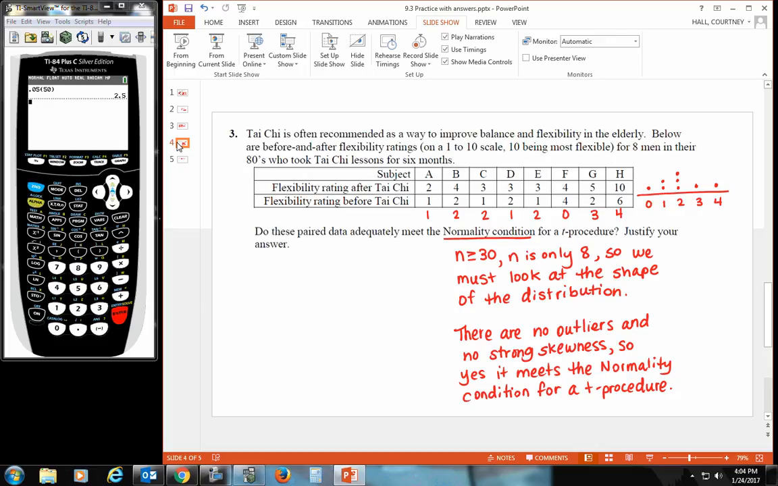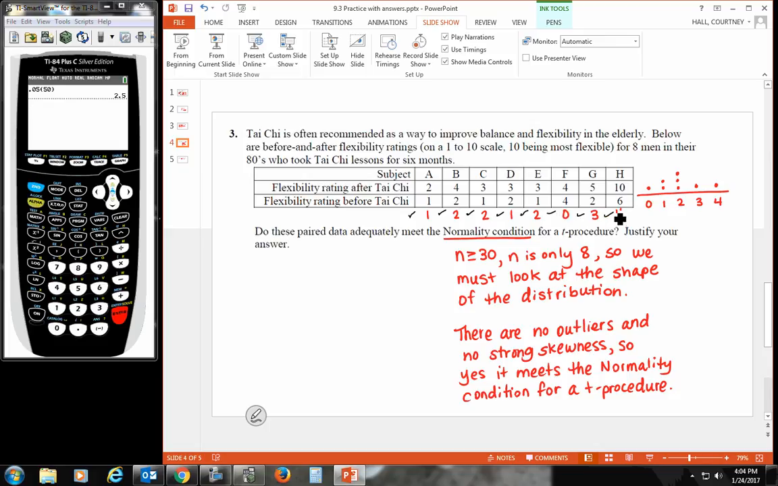And so the numbers that I came up with at the bottom are their flexibility rating after minus their flexibility rating before. So you do 2 minus 1, you get the 1, and then 4 minus 2, you get the 2, 3 minus 1, you get the 2, 3 minus 2, you get the 1, and so on. 3 minus 1, 4 minus 4, 5 minus 2, and then 10 minus 6.